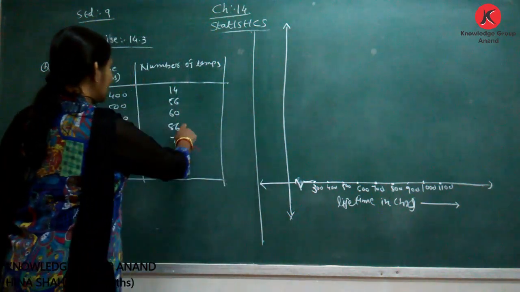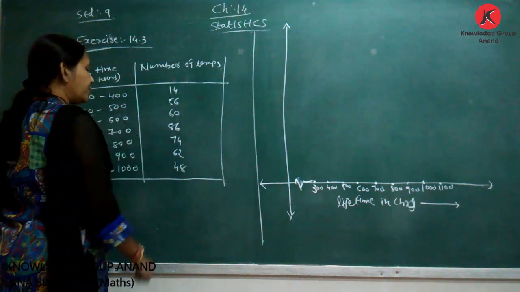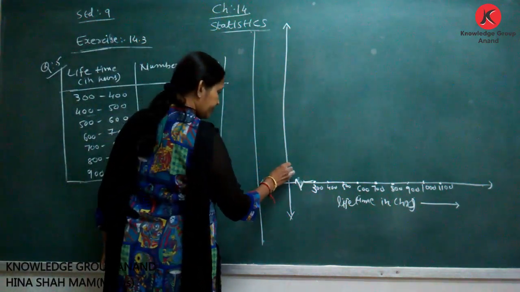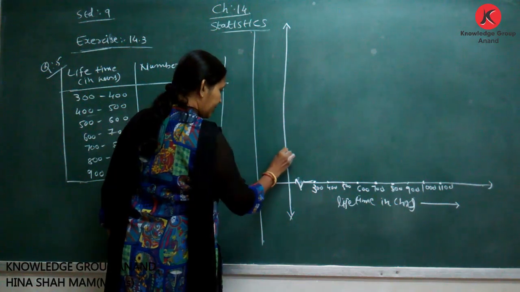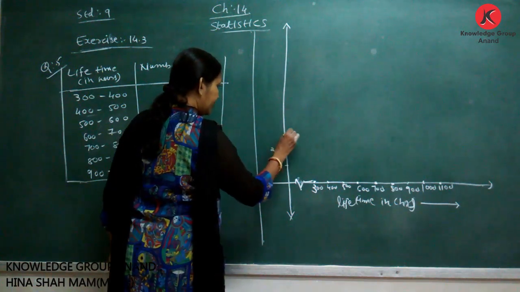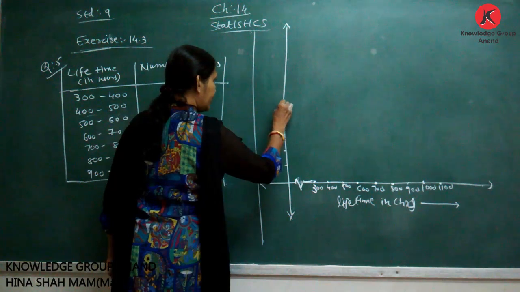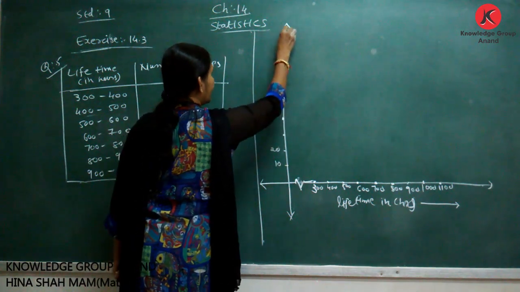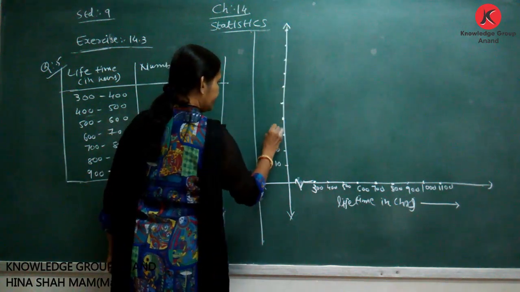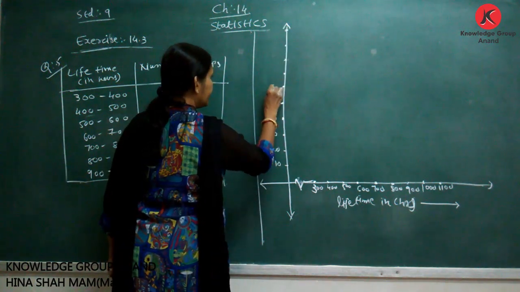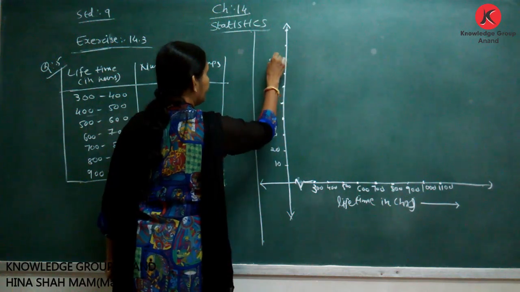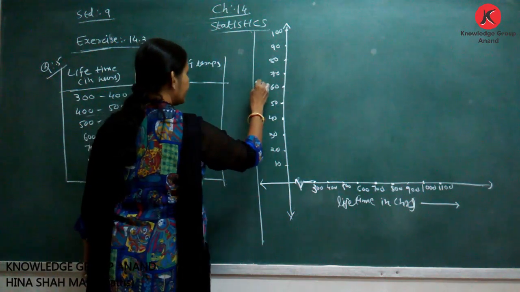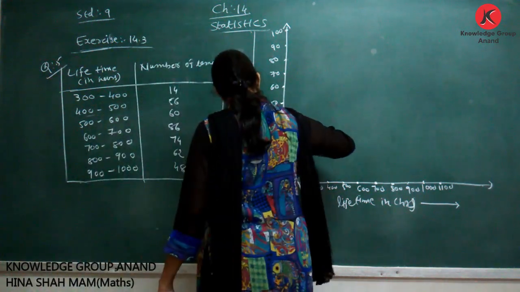Now the frequencies: 40, 56, 60, 86, 74, 62, 48. We take here 10, 20, 30, 40, 50, 60, 70, 80, 90 and 100. It is the number of lamps. We write it here.